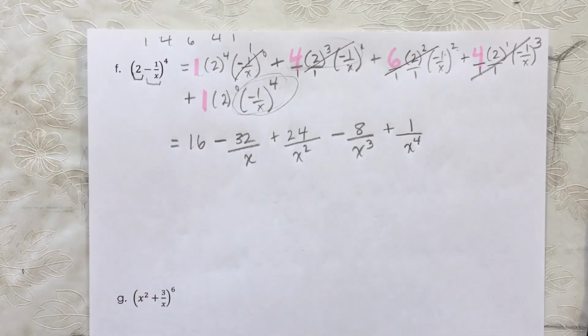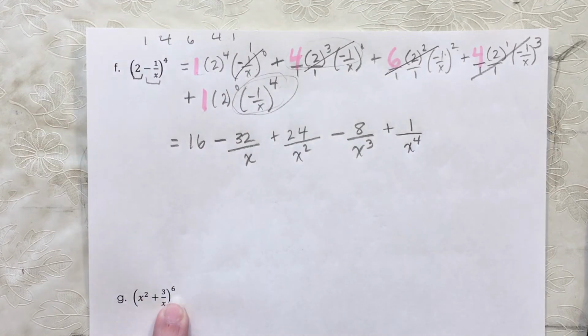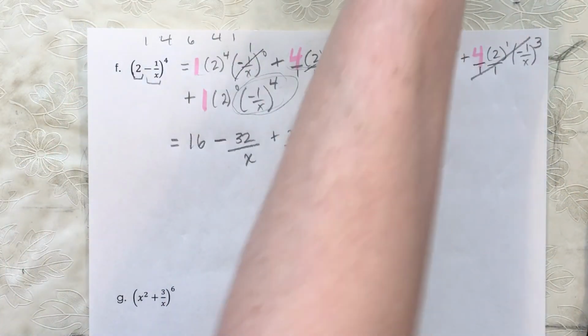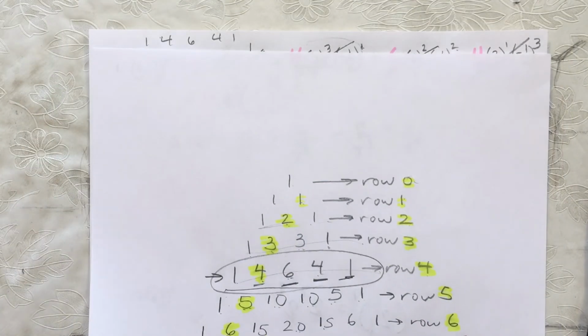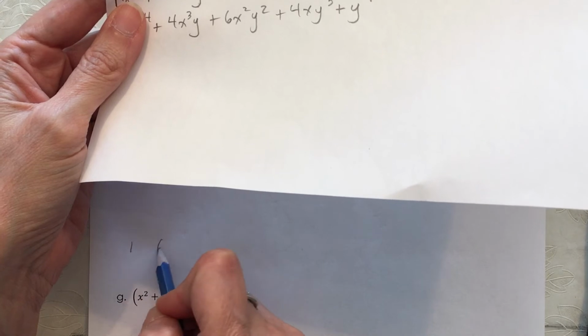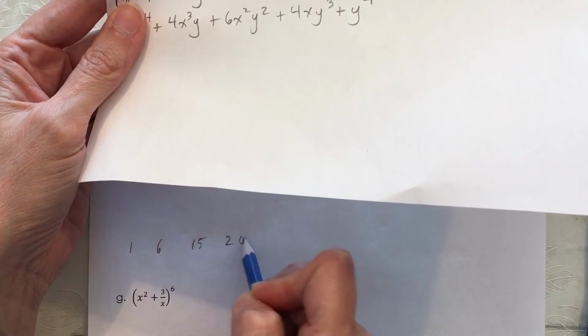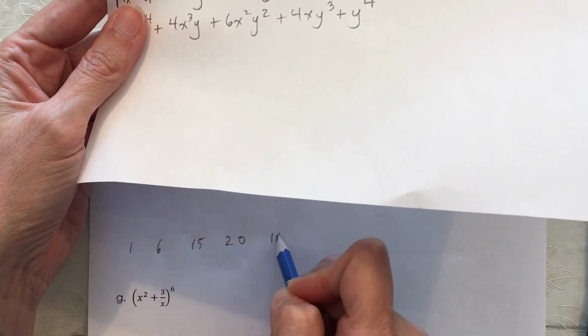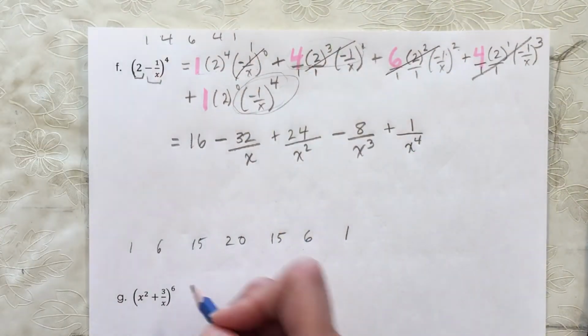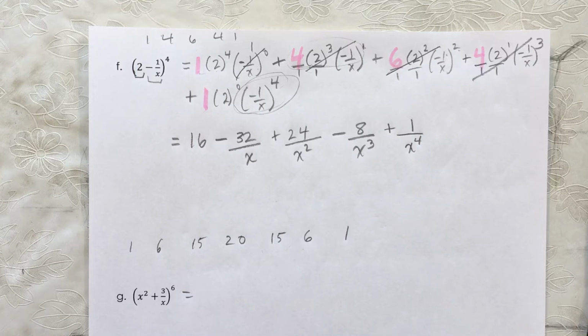And our last one and trickiest one, so I've got to the power of 6, so I need row 6. So if we go back to Pascal's triangle, row 6 is 1, 6, 15, 20, 15, 6, 1. Okay, so we're starting off with our 1.